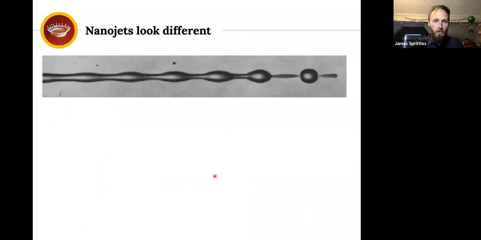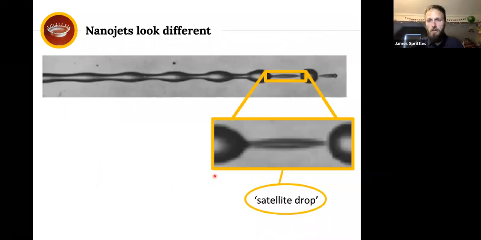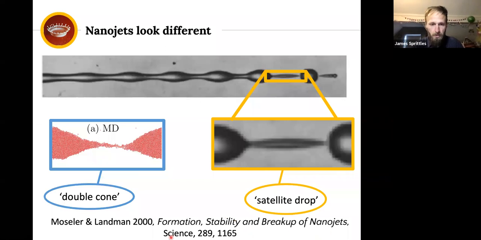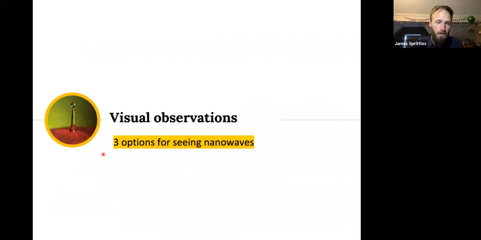Nanojets, similarly: when you look at a macroscopic experiment, you typically see the structure of two drops joined by a thread in between, a satellite drop. If you look in molecular dynamics around the same regimes, you see this completely different structure, which is known as a double cone. Okay, it looks like a double cone. This was discovered by Moseler and Landman in 2000, and they postulated this was due to thermal fluctuations in the fluid, changing the characteristics of the breakup. So what we saw there was that these nanowaves created by thermal fluctuations are really, really important. And the obvious question is, how can we see these?